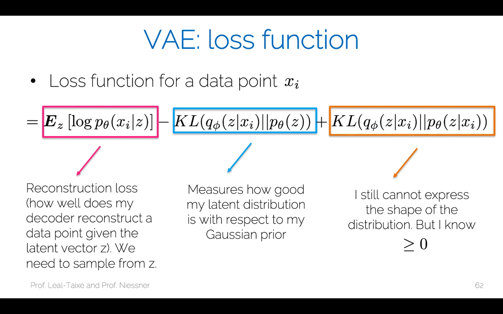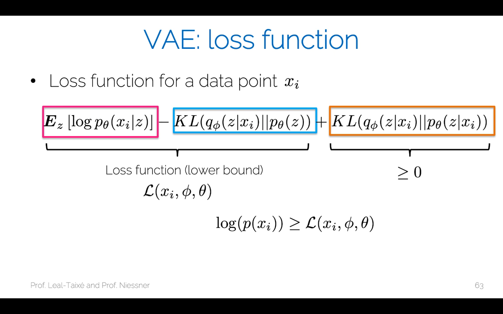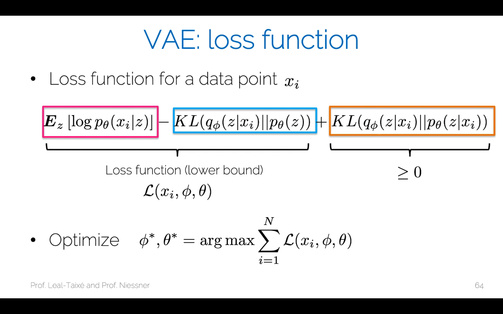Now my final term is something that I still cannot express. I cannot really express the shape of this distribution, but I do know that the Kullback-Leibler divergence is larger or equal to zero. So I'm going to assume that I actually have a term, the orange term, which is larger or equal to zero, and therefore the pink and blue terms are a lower bound of my loss function. So essentially, the value is going to be larger or equal to this lower bound for the loss function. And in the end, I'm going to use only the pink term and the blue term as a loss function. So essentially, what I want to optimize is the encoder phi and the decoder theta, so as to minimize this loss here: the reconstruction loss and the loss that gives structure to the latent space of my variational autoencoder.